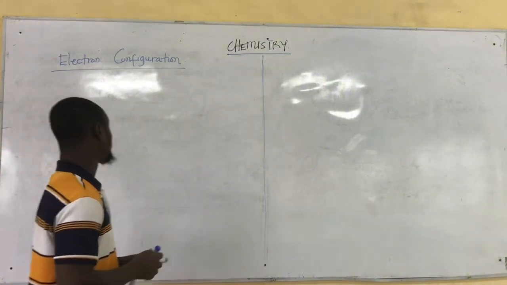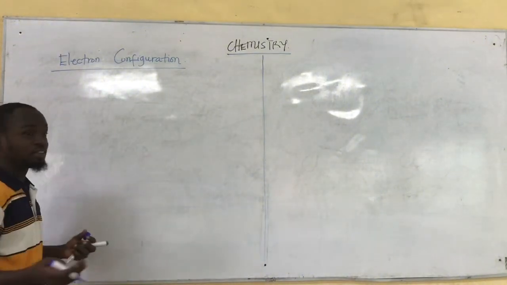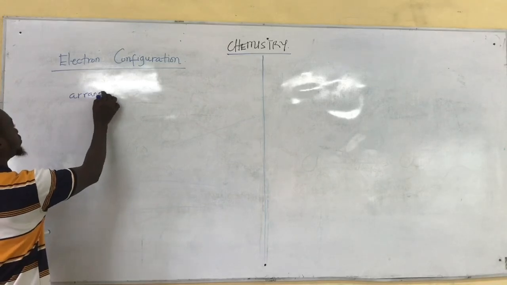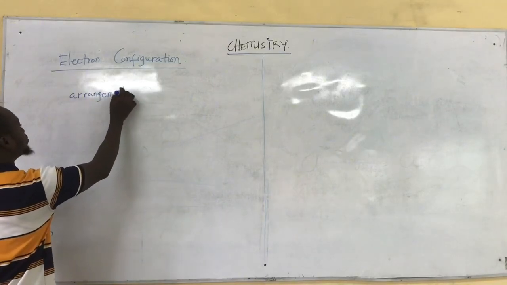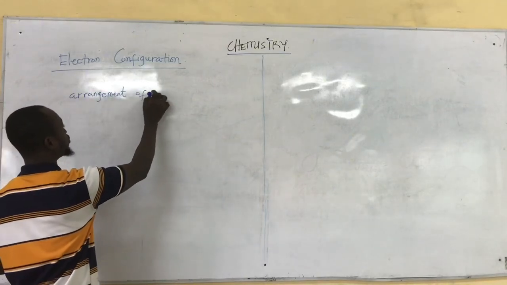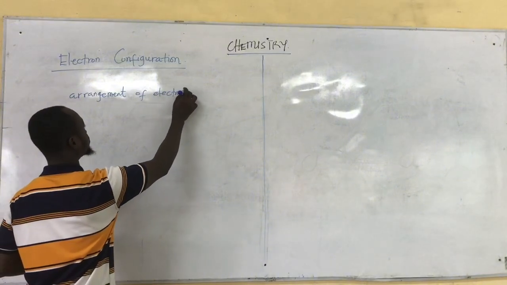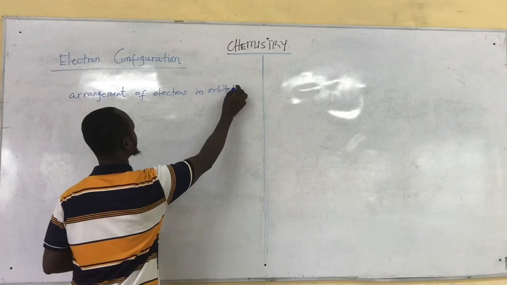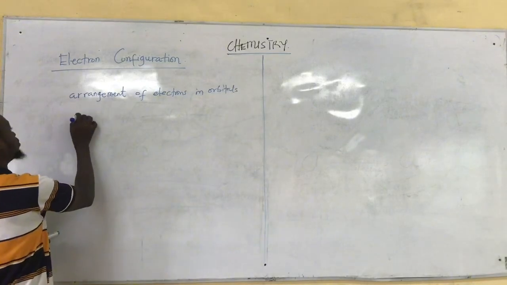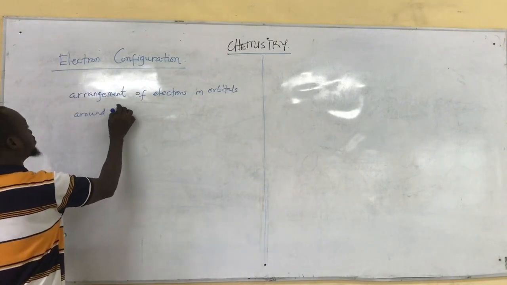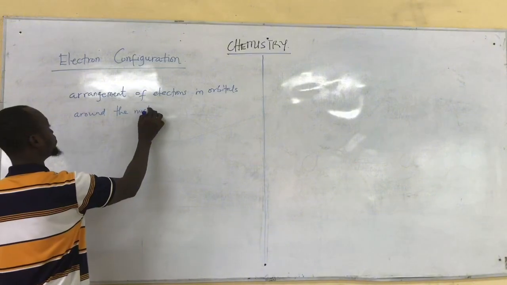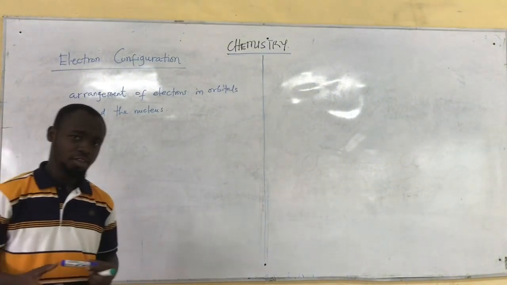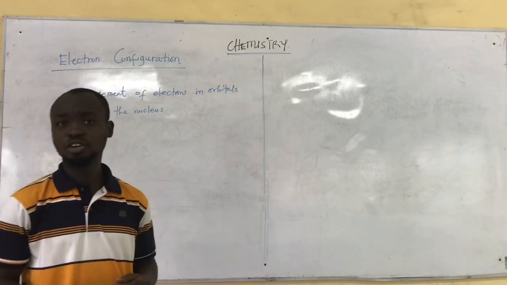So when you talk about electron configuration, it simply means arrangement of electrons in orbitals around the nucleus.